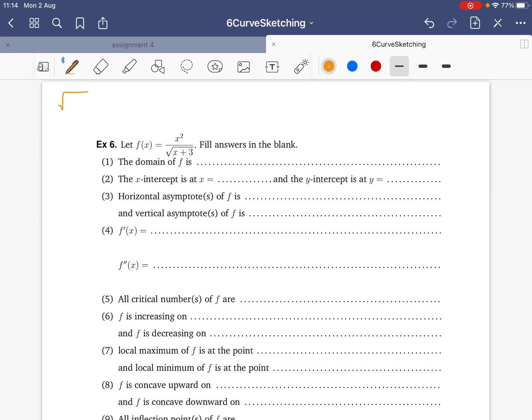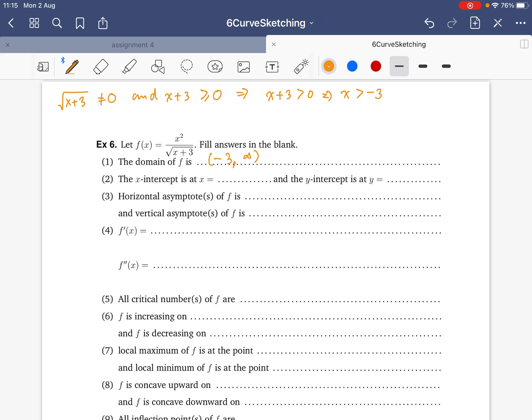Your bottom must be non-zero, right? And the one inside the square root must be non-negative. So altogether it means that your x plus 3 must be strictly positive. So it means that your x must be greater than negative 3. So the domain is from negative 3 onward to infinity, okay.